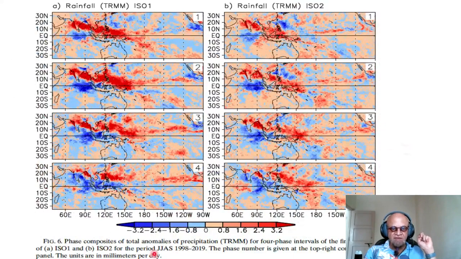If you look at the phase composites of total anomalies of precipitation for 4 phase intervals of the first half cycle of ISO 1 and ISO 2 for the TRMM period, the idea here is to look at the larger scale context. We often focus only here, northward propagation, low pressure systems, core monsoon zone and so on, but if you want to talk about eastward propagation, northeastward propagation and so on, you need to have a larger context. That monsoon is happening in a larger context, and that's how you get impacts of, let's say, ENSO and IOD, and in fact there are good papers also showing that the Atlantic Nino also affects these things.